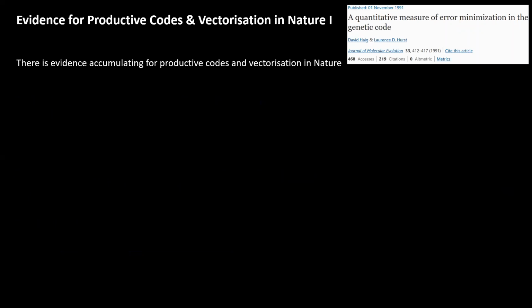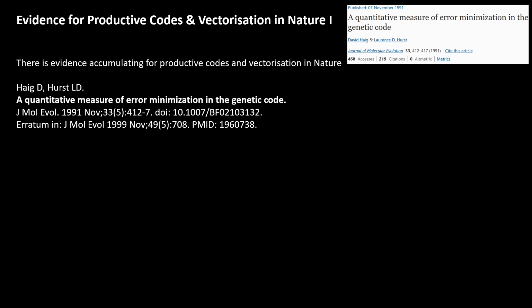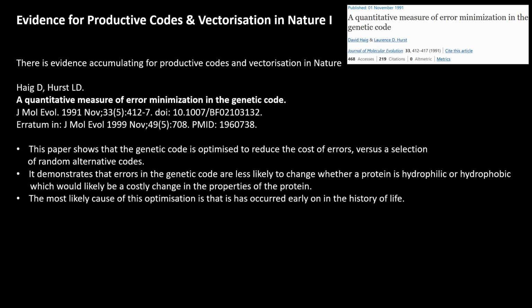So the first one I'd like to talk about is this paper by Haig and Hurst, which is from 1991, and it's about a quantitative measure of error minimization in the genetic code. So this paper is arguing that the genetic code is optimized to reduce the cost of errors versus a selection of random alternative codes. So they generated a whole load of random alternative genetic codes, and they compared the properties of the average random codes with the properties of the actual canonical genetic code. And they demonstrated that the chances, for example, in the canonical code of significant damage caused by a mutation which is not corrected is less than you would expect if the code was random.